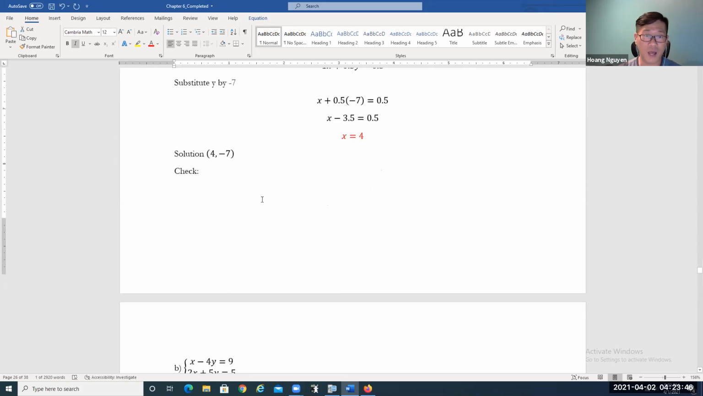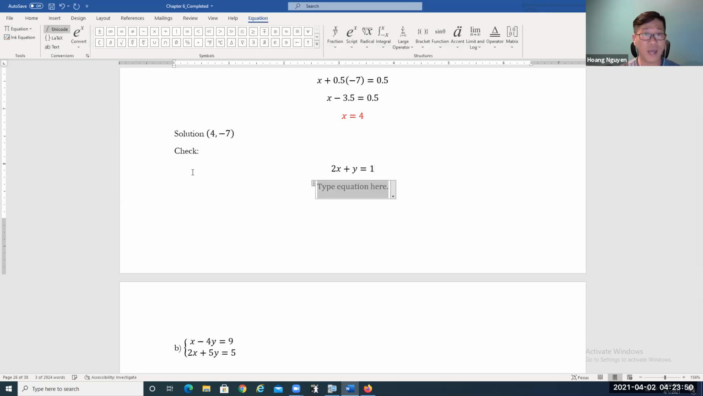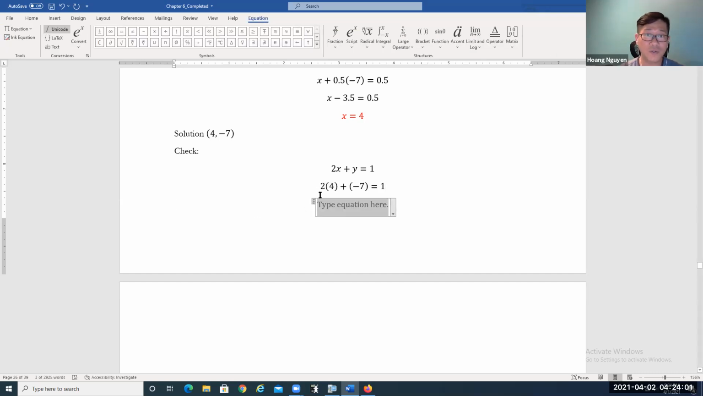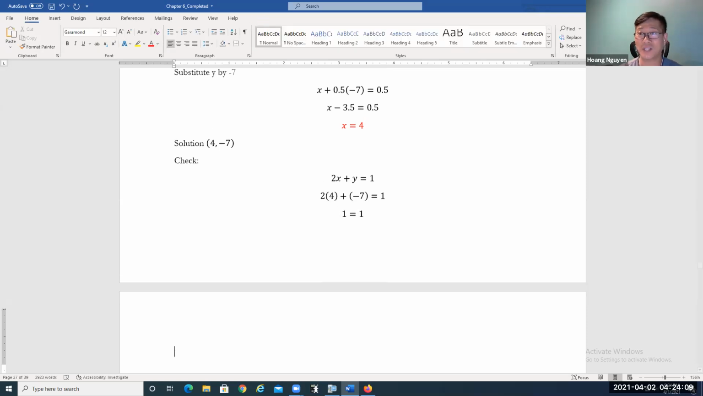Okay, so I will copy that first equation. And now I will substitute x equals 4, so 2 times 4 plus y, which is -7, that's going to give you 1. Okay, so let's see. 2 times 4 is 8, plus -7, so 8 minus 7 is 1, which equals 1, so that's good. So the first equation is true, right?